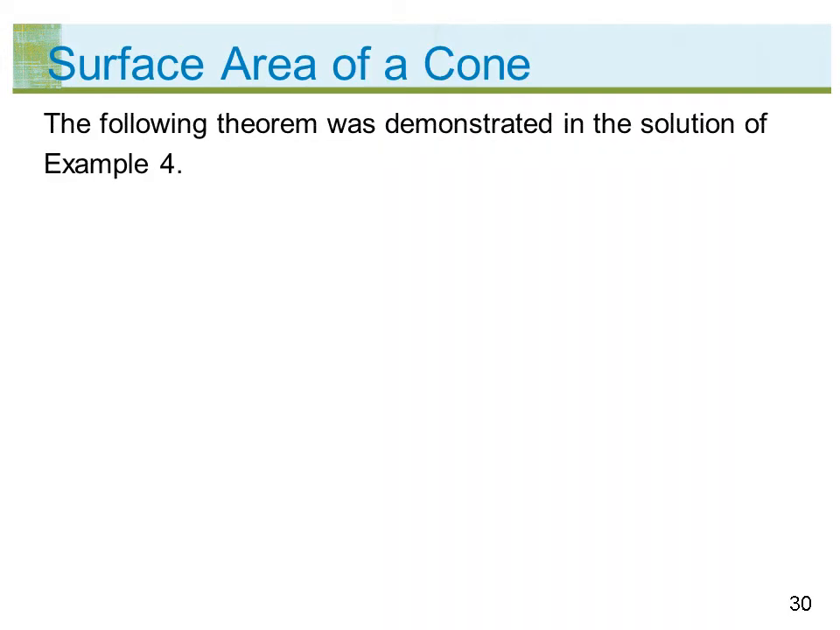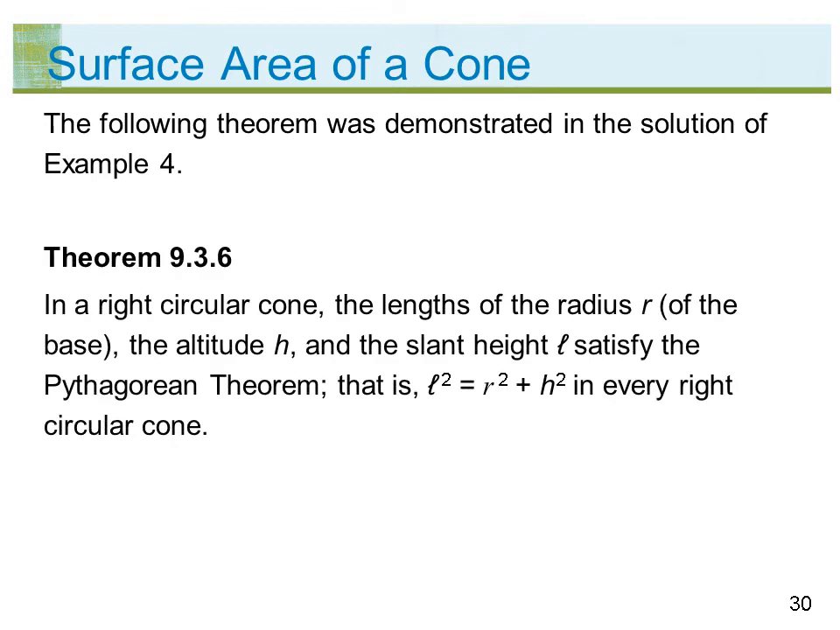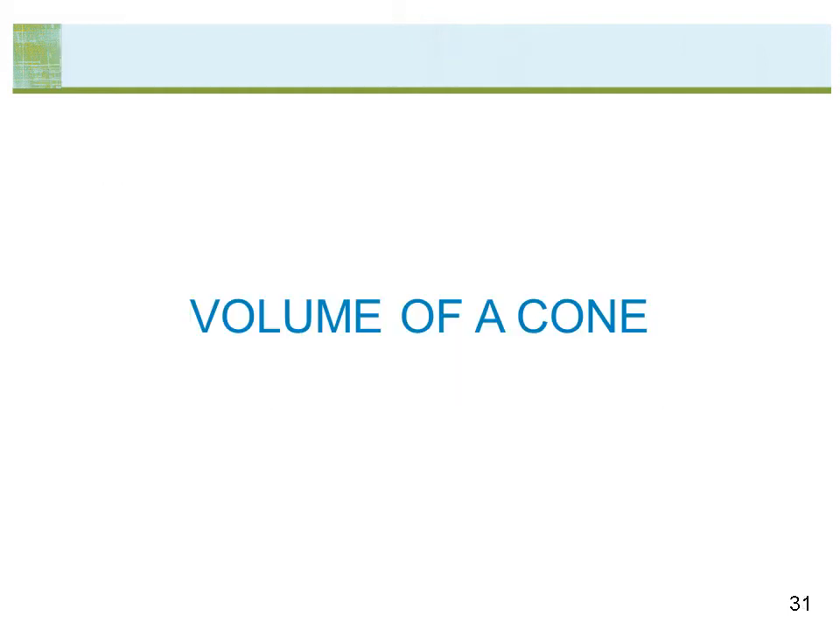The following theorem was demonstrated in the solution of example 4. Theorem 9.3.6. In a right circular cone, the lengths of the radius r of the base, the altitude h, and the slant height script L satisfy the Pythagorean theorem. That is, L² equals r² plus h² in every right circular cone.